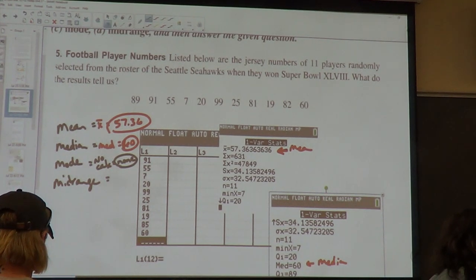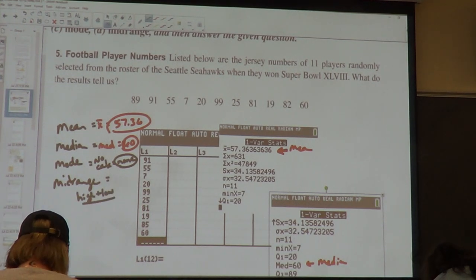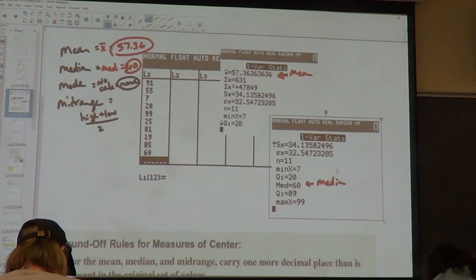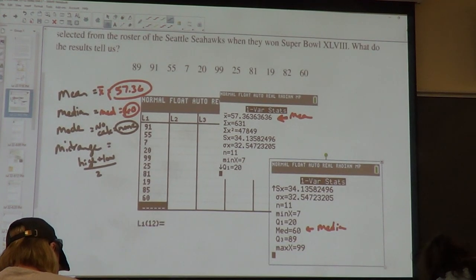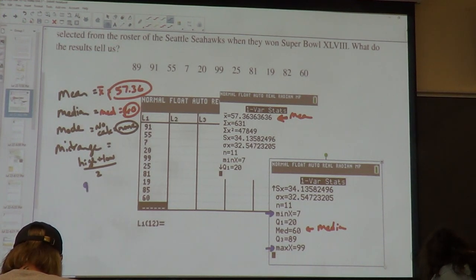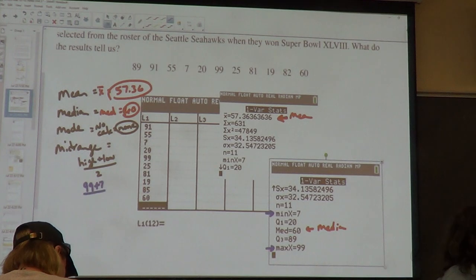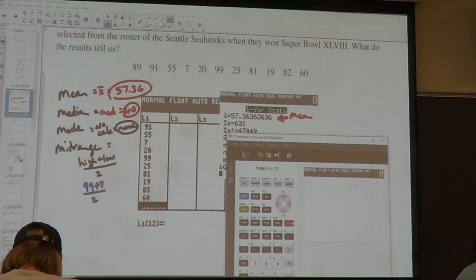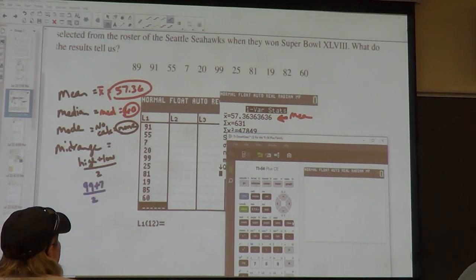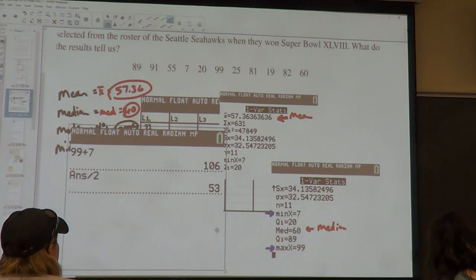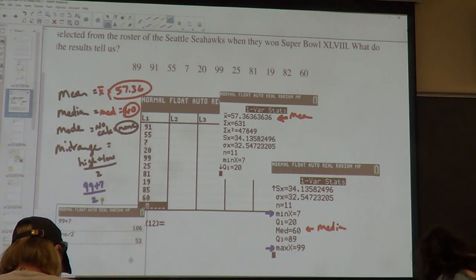My mid-range is going to be the highest number plus the lowest number divided by 2. Well, down here, I can see my highest number and my lowest number. So my highest number is 99, my lowest number is 7. So I'm going to do 99 plus 7, and then divide it by 2. So my mid-range is going to be 53.